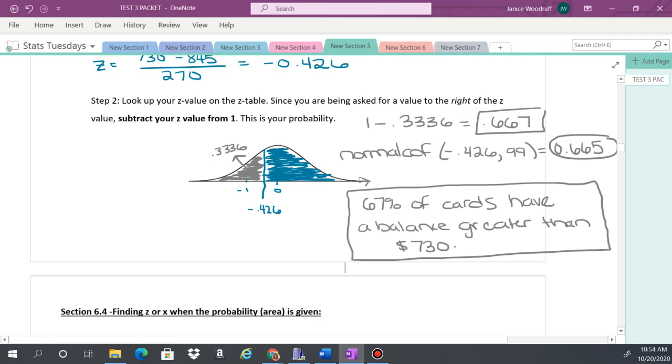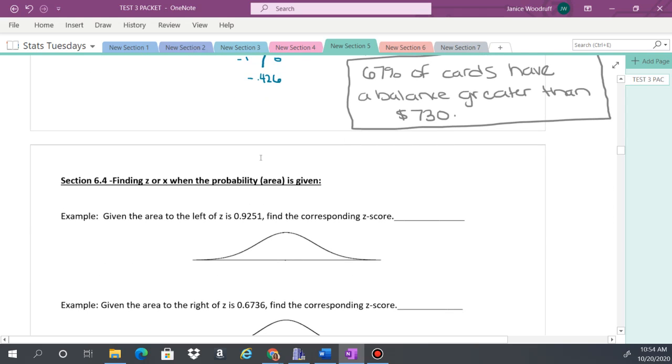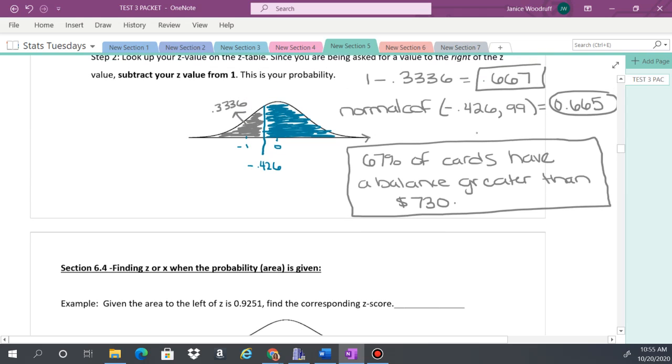All right, so that's 6.3. Now 6.4, now you're going backwards. With this, I want you to really pay attention to the difference here. See where I'm putting my numbers? The z goes on the bottom. What I'm pulling here is not a z-score. This is an area, the area under the curve. This is a z-score, which just represents something on this little number line that we put on the normal distribution.